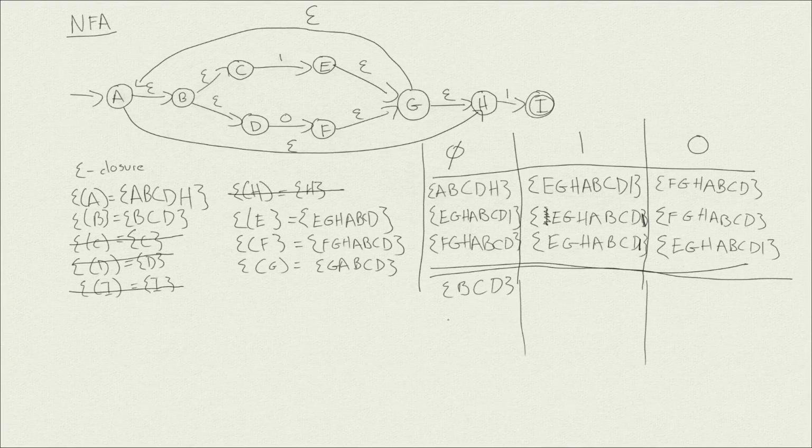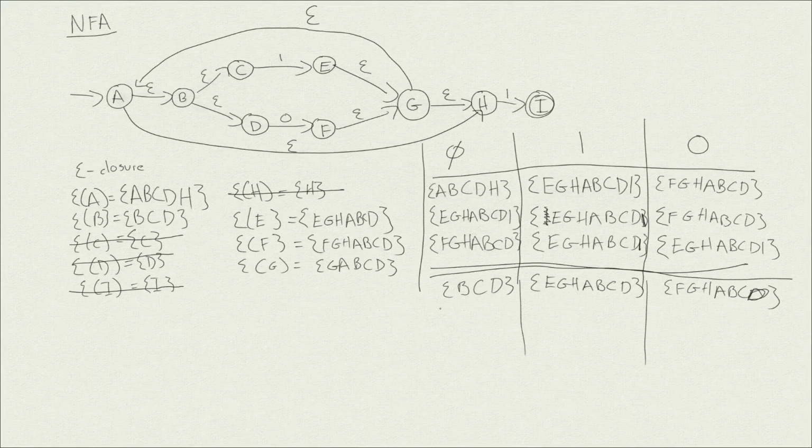BCD with 1. So B can't go anywhere with 1, D can't go anywhere with 1, and C can go to E, G, H, A, B, C, D. So let's do it with 0. D can go to F, G, H, A, B, C, D, E, D. This is a D. And notice how this is different. This state, E, G, H, A, B, C, D, is different to E, G, H, A, B, C, D, I. Difference, okay?